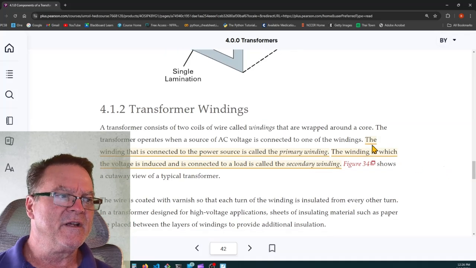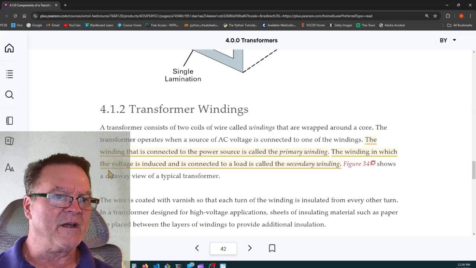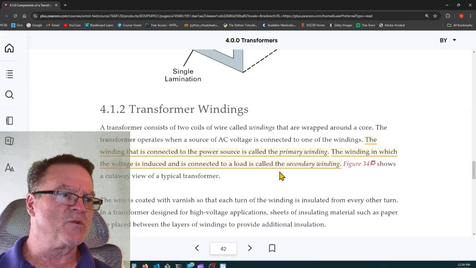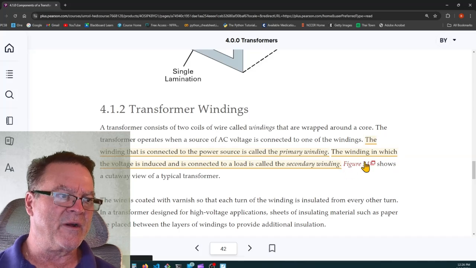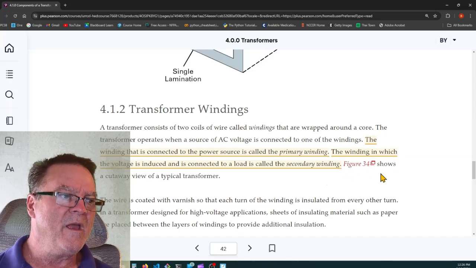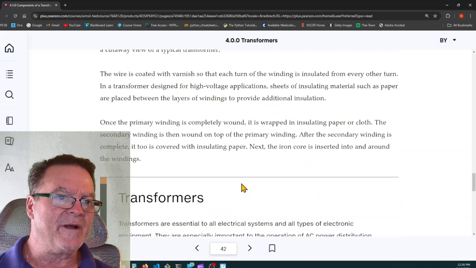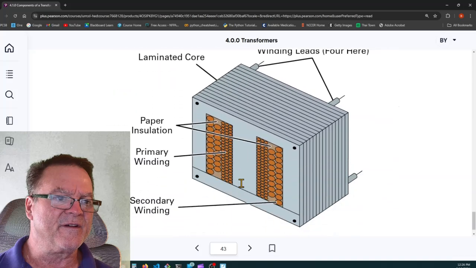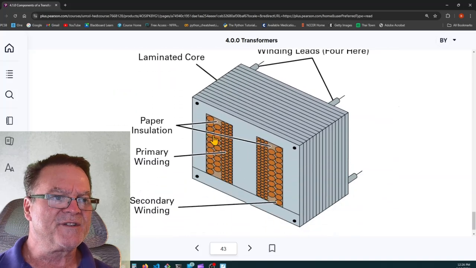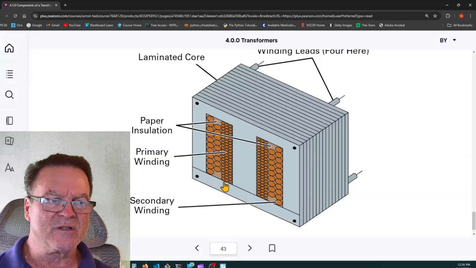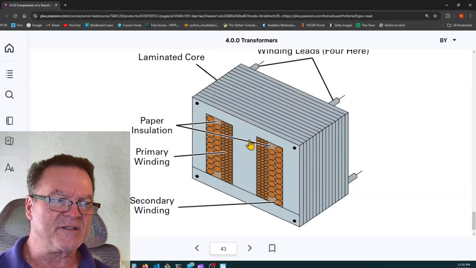Transformer windings, here's a highlight. The winding that is connected to the power source is called the primary winding. The windings in which the voltage is induced and which are connected to a load are called the secondary windings. Figure 34 shows a cutaway view of a typical transformer. So in this figure 34, they're showing the cross section of the wires, but that's not what it looks like in the real world. This wire continues out and around and connects here.